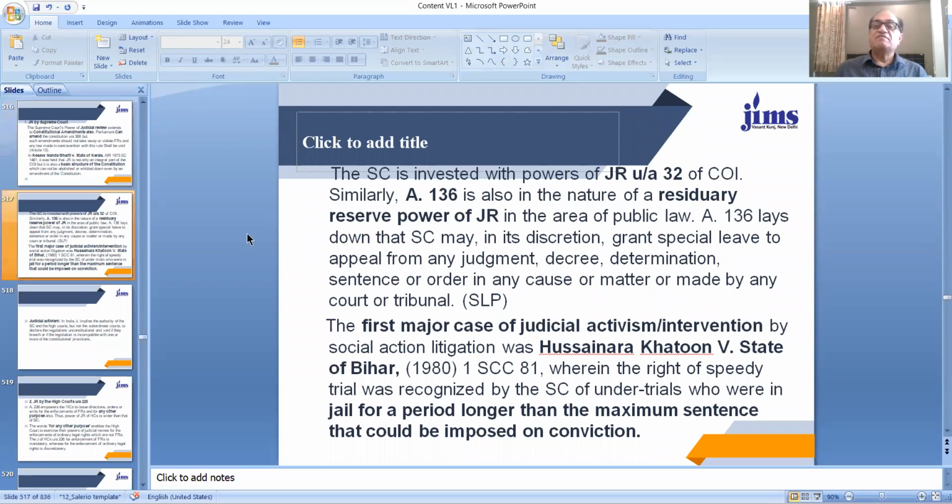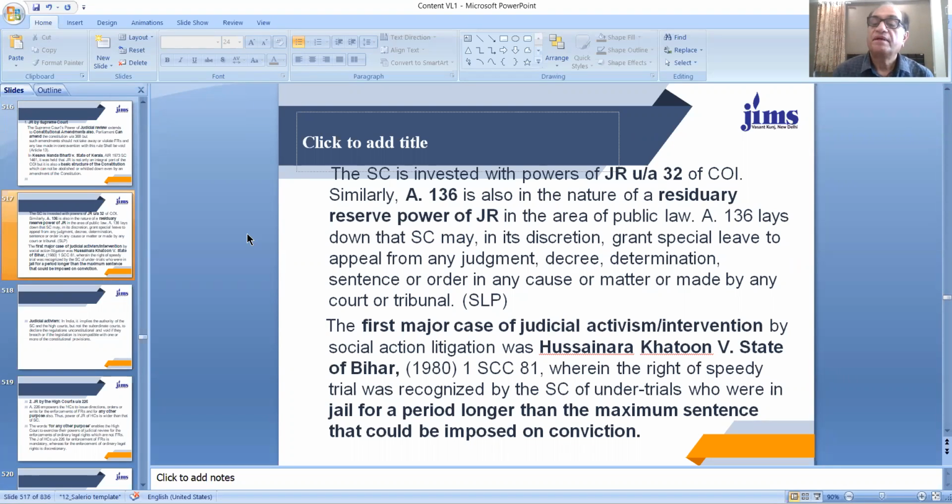So dear students, we have learned in the earlier lectures also that the Supreme Court is invested with powers of judicial review under Article 32 of the Constitution of India. Similarly, SLP, Special Leave Petition, Article 136, is also in the nature of residuary reserve powers of judicial review in the area of public law.